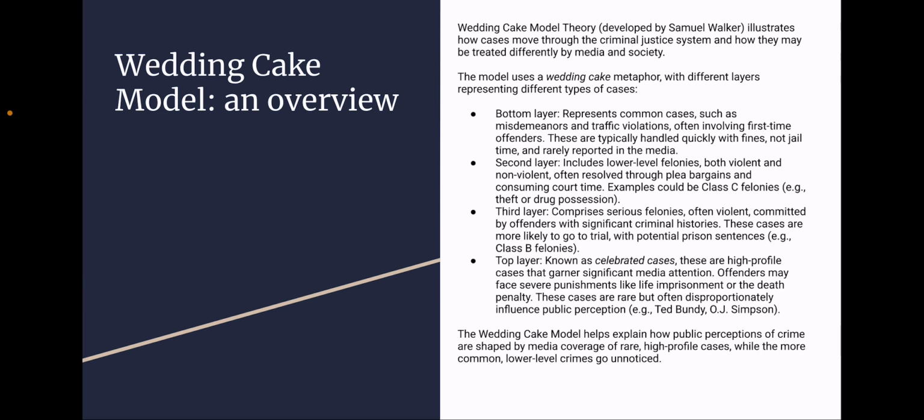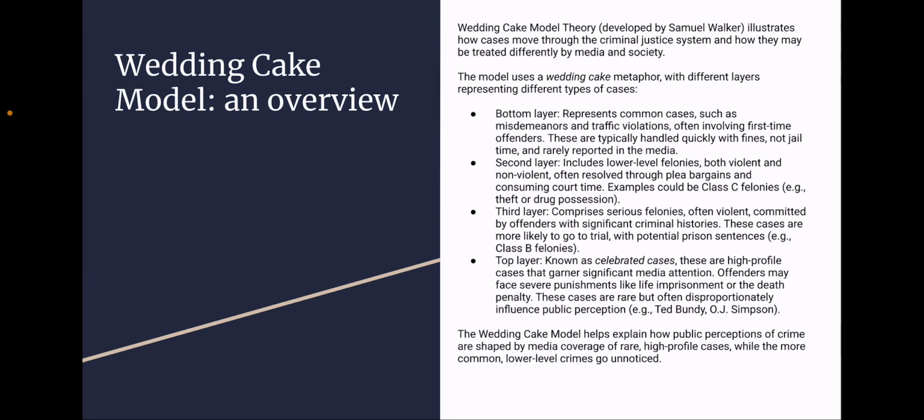The third layer represents more serious felonies, typically violent crimes committed by offenders with extensive criminal records. These cases are more likely to go to trial, and if convicted, result in prison time. Examples might include Class B felonies like armed robbery or aggravated assault. The top layer, made up of celebrated cases, consists of high-profile crimes that receive extensive media coverage, often involving well-known individuals and leading to severe punishment like life imprisonment or the death penalty. Such examples are O.J. Simpson and Ted Bundy, very rare but can disproportionately shape public perception of crime.